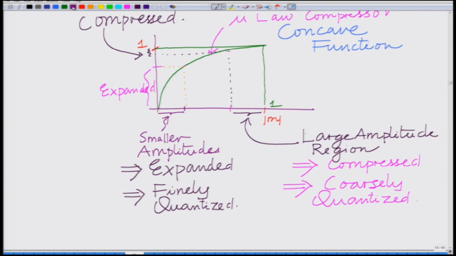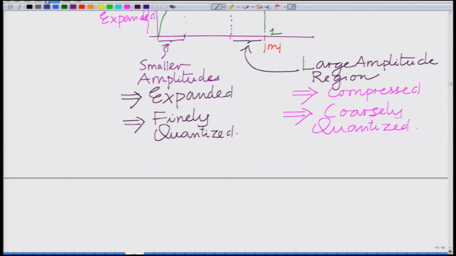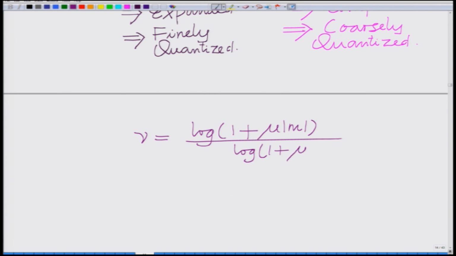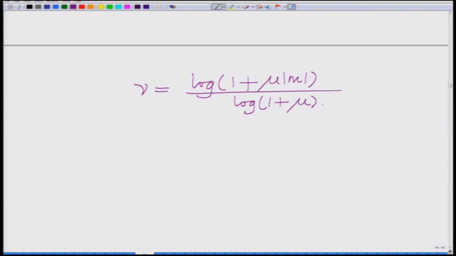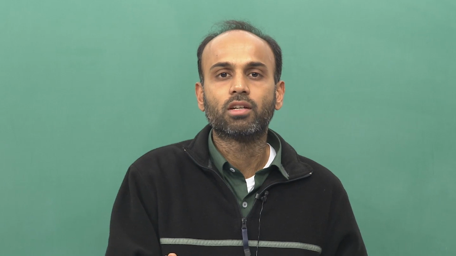Now, interestingly, if you look at this characteristic, let us write this again: phi of m equals log of 1 plus mu magnitude of m, divided by log of 1 plus mu. Now, as mu tends to 0, of course, this becomes undefined, because if you simply substitute mu equal to 0, it becomes log 1 divided by log 1, which is 0 by 0, that is indeterminate.